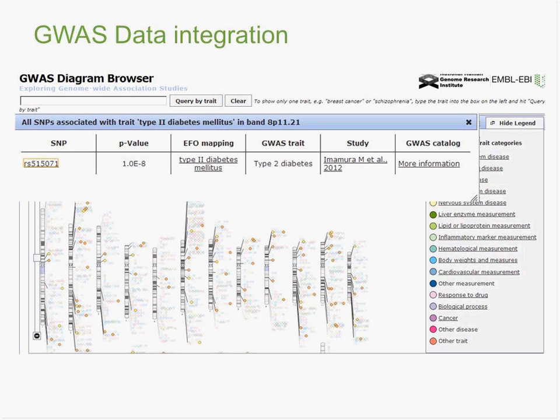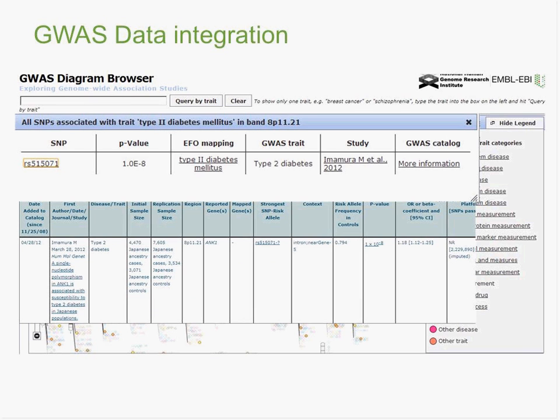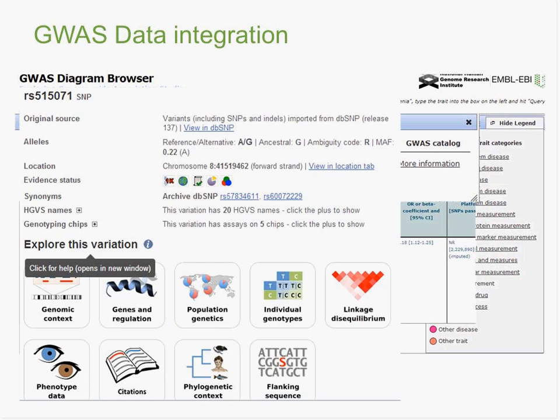So here you'll see an EFO mapping and the GWAS trait. The EFO mapping allows us to inherit lots of synonyms to improve the way that we provide queries to our users. The study is linked via PubMed, and the catalog is also linked. This is a screenshot from the catalog for the paper, so this will bring you into the right part of the catalog. But also we have now linked it to Ensembl.